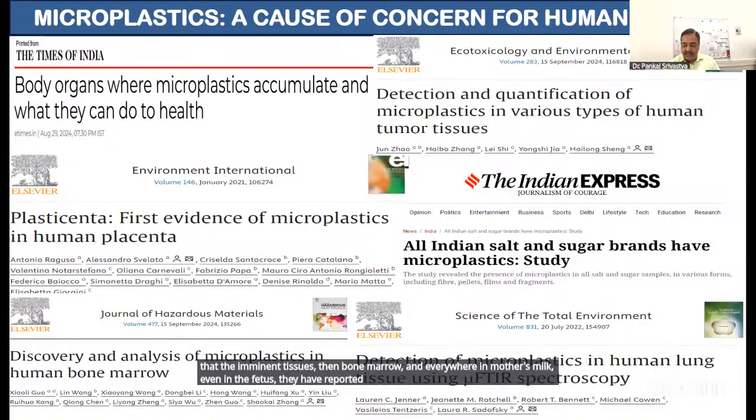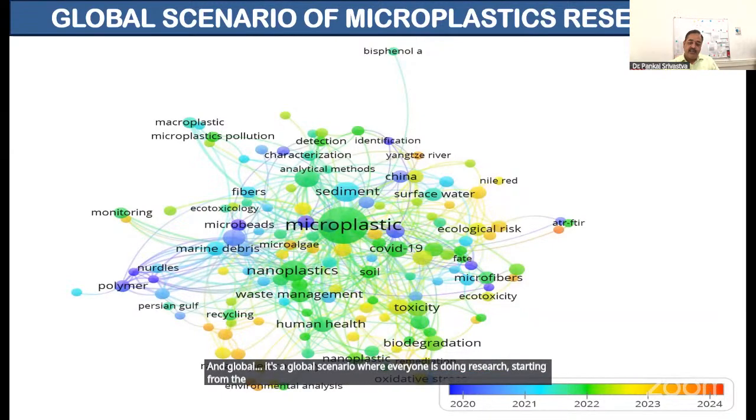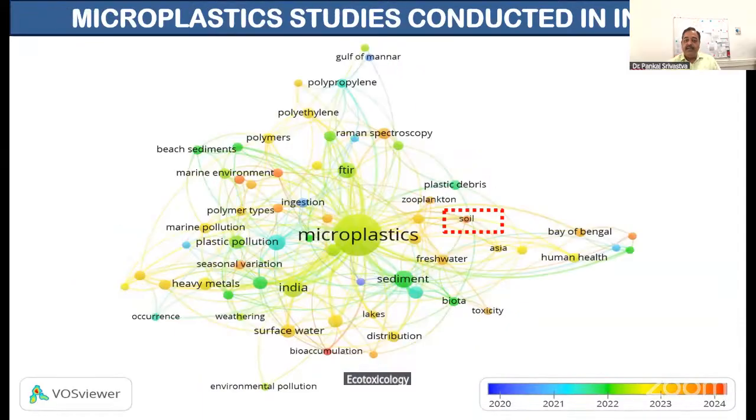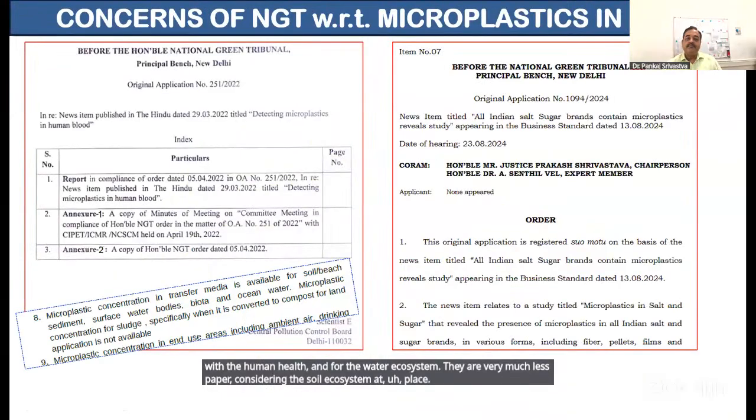And Toxic Links just released this report that all the Indian salt and sugar brands have microplastic in them. And it's a global scenario where everyone is doing research, starting from waste management to human health, ecotoxicology, ecological risk. But in India, the majority of the work is related to human health and the water ecosystem. There are very few papers considering the soil ecosystem.